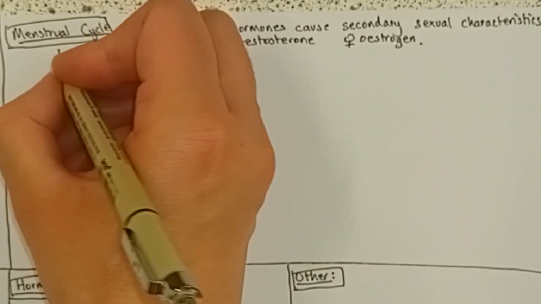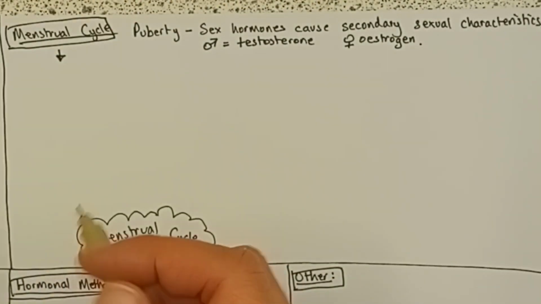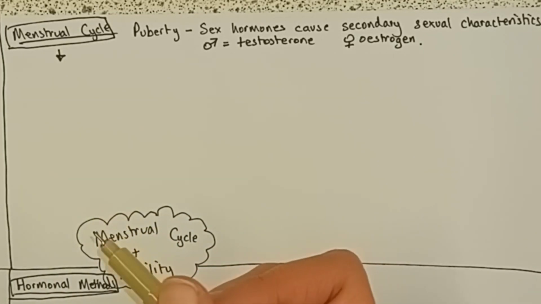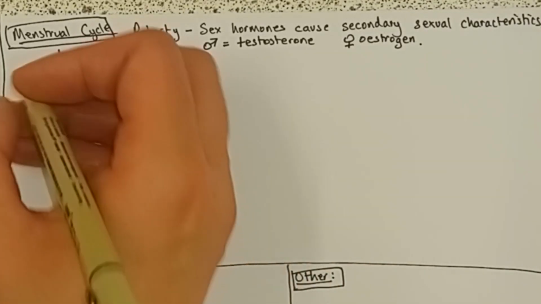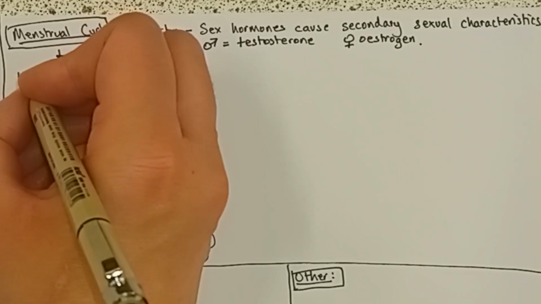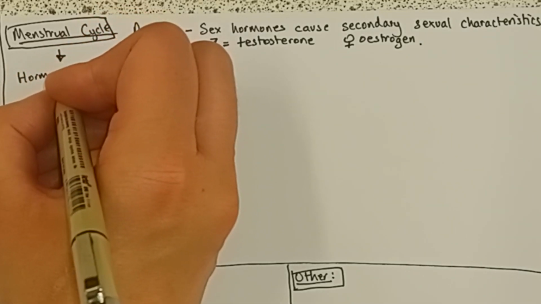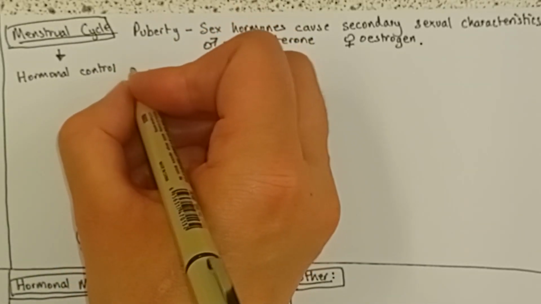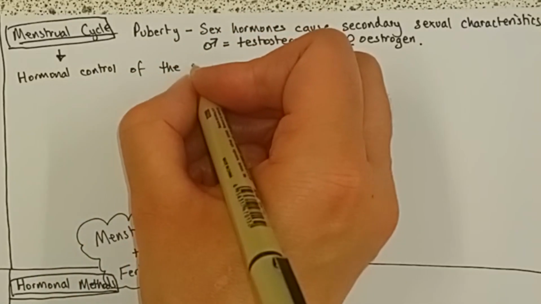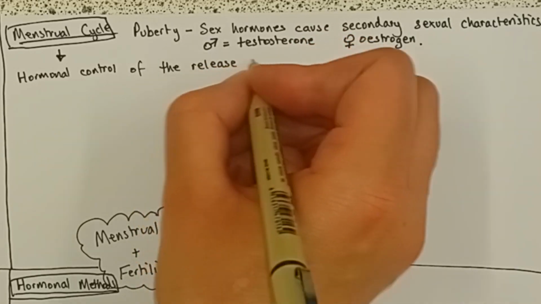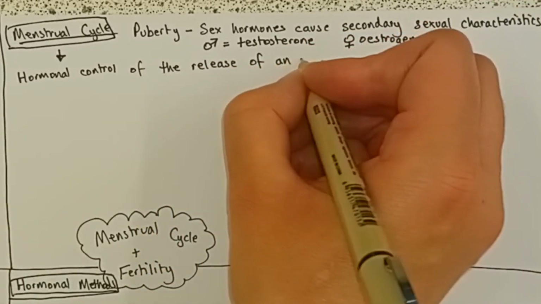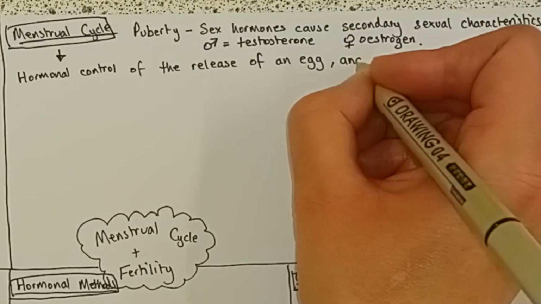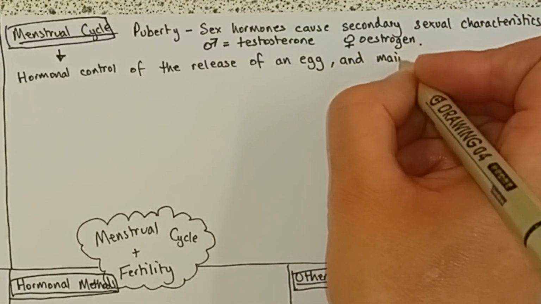The menstrual cycle then is when we use some of these hormones to control the release of an egg and maintaining the uterine lining in females. So it's the hormonal control of the release of an egg and maintaining a uterine lining.